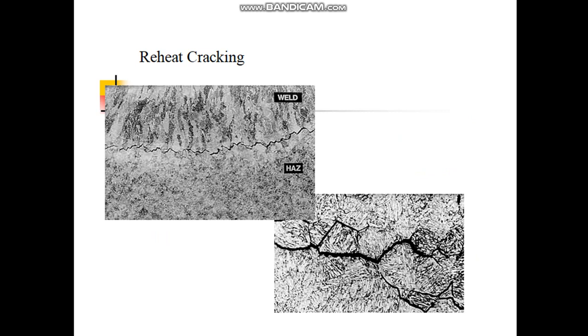So these are the pictures of reheat cracking. You can clearly see reheat cracking in the heat affected zone, literally cracking passing through, and here the cracking is so severe. You could see this kind of cracking.